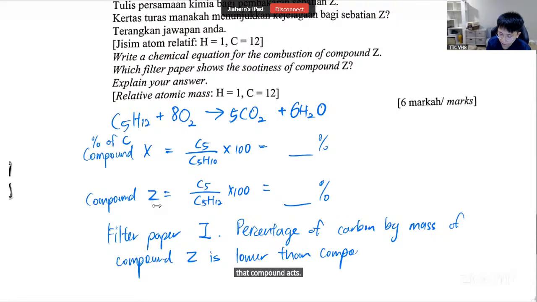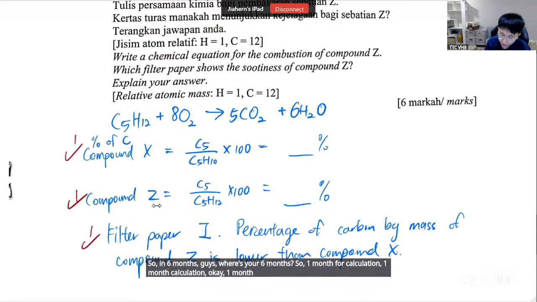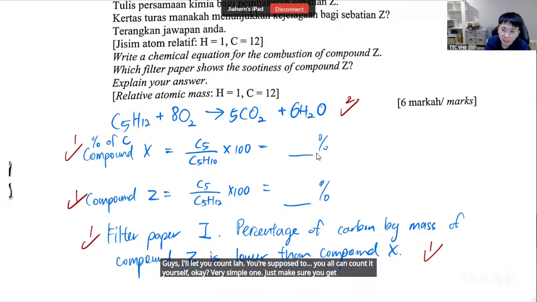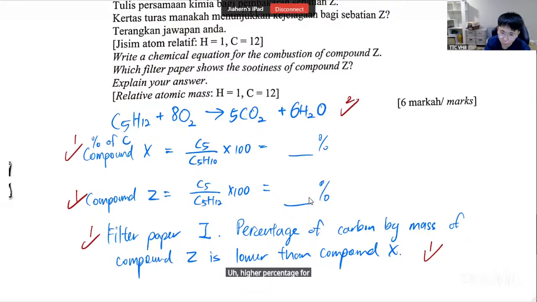compound X. So in 6 marks, guys, where are your 6 marks? 1 mark for calculation, 1 mark for calculation, 1 mark for filter paper, and then 1 mark for this, then 2 marks for the equation. Okay, all good? You can count it yourselves. Very simple one. Just make sure you get higher percentage for X, lower percentage for Z. Okay, higher and lower.